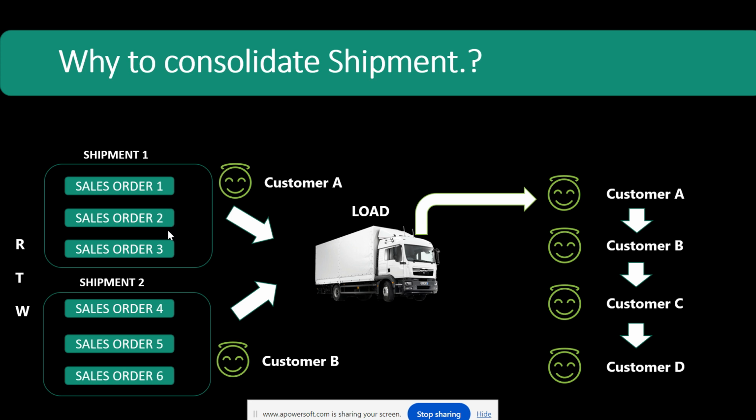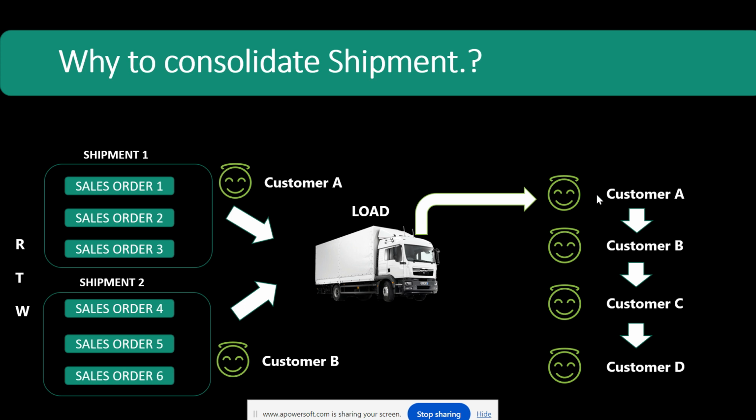Let's say sales orders 1, 2, and 3 are going to the same customer A, and we need to consolidate them and make sure they get loaded into the truck, so that the truck goes to customer A first and delivers the shipment applicable to that particular address, and then it goes to customer B and delivers whatever is applicable from sales orders 4, 5, and 6.